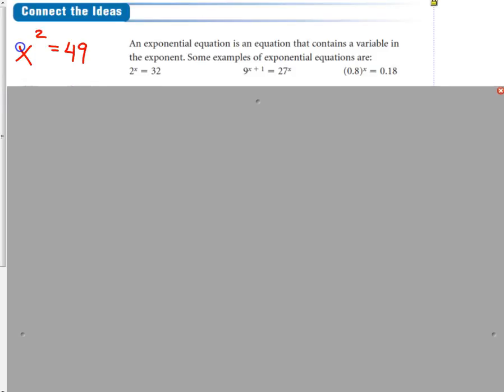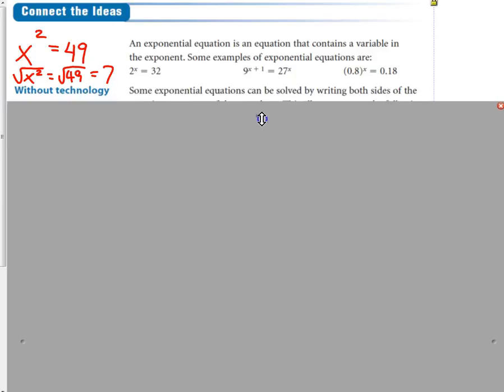Our variable is the base. So here, we would just use the square root. Square root of x squared equals square root of 49. So that would give us x equals 7. That's not an exponential equation. It has to have a variable in the exponent. So some examples are given.